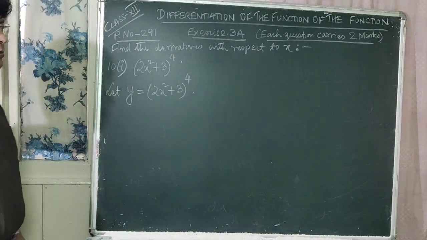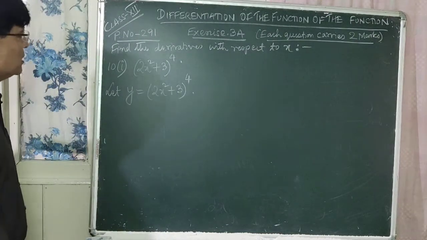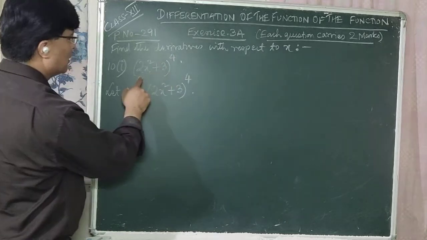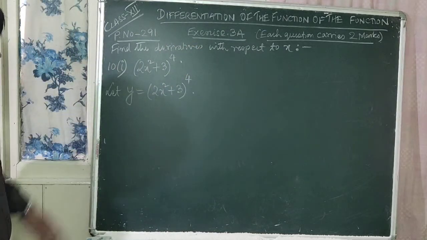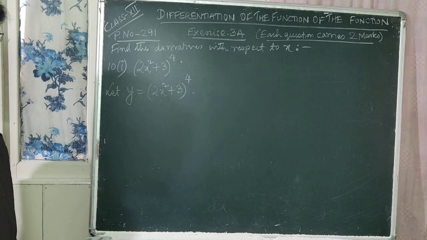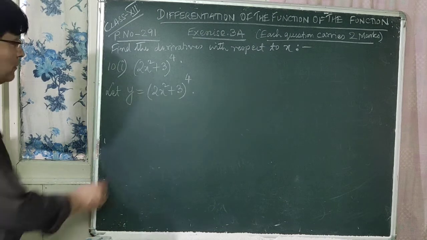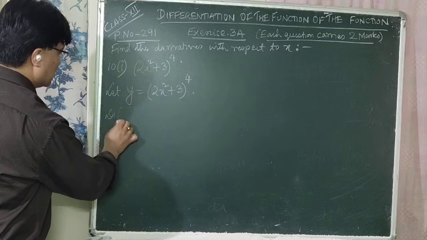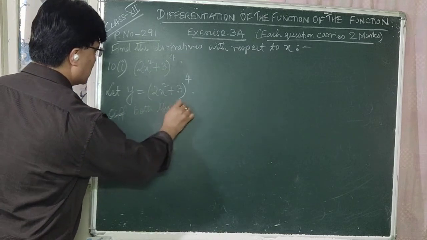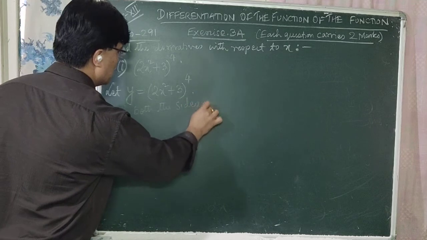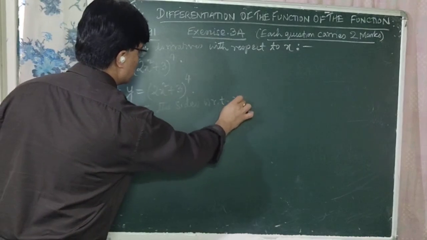Now we are doing question number 10, number 1. The question is, find the derivative of (2x² + 3)⁴ with respect to x. So here also let us assume y = (2x² + 3)⁴. Okay, so let us differentiate it, differentiating both the sides with respect to x.